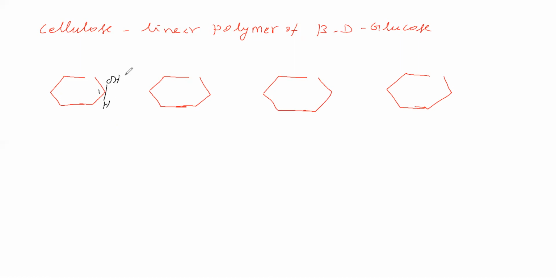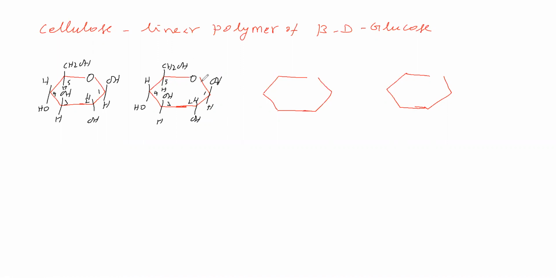Therefore, at C1 carbon OH group up, at C2 carbon OH group down, at C3 carbon OH group up, at C4 carbon OH group down, at C5 carbon CH2OH up, H down. Here O. It is beta D glucose. Fifth carbon CH2OH, H. Here ether linkage.